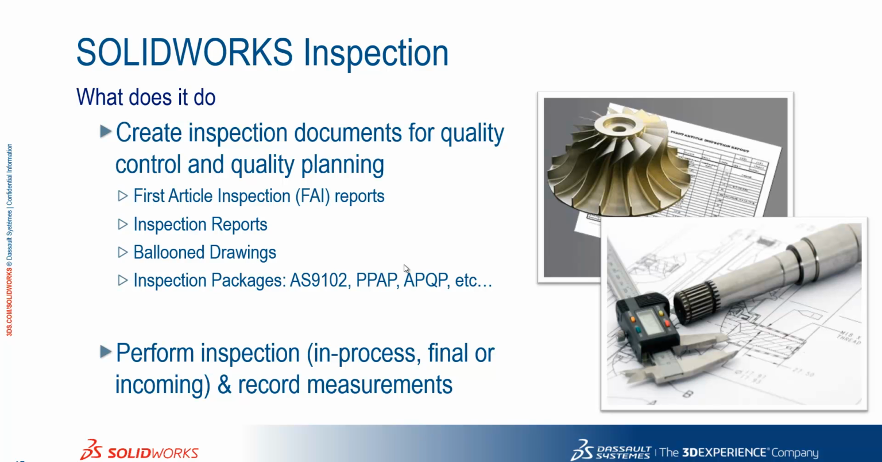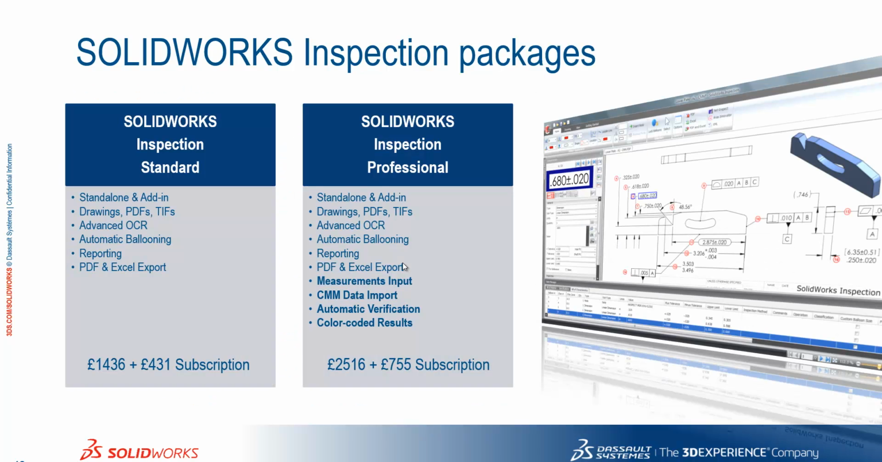What we can also do with the system in the professional package is actually record the measurements directly into the tool as well. So it does come in 2 packages, the inspection standard and inspection professional. The key differences really for the professional product are that it has the ability for us to input measurement inputs directly into the system. We can read in data from CMM or digital calipers directly. You also get automatic verification and colour-coded results for the measurements that you input as well.